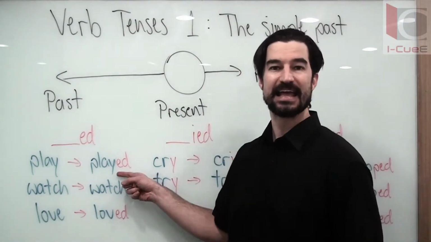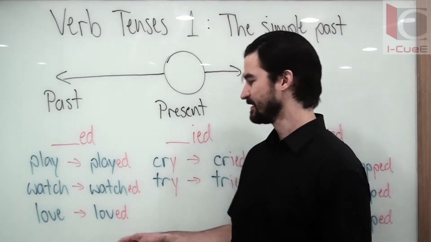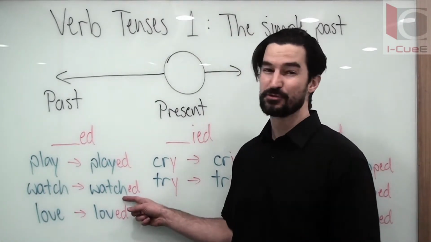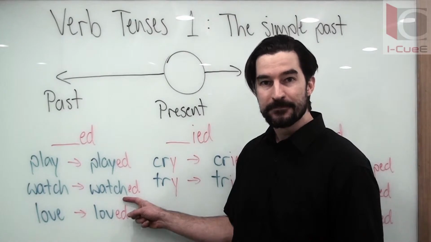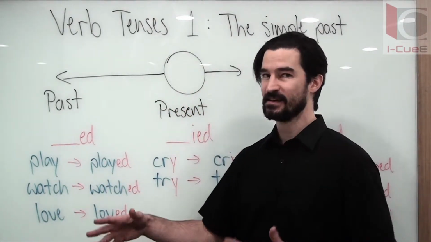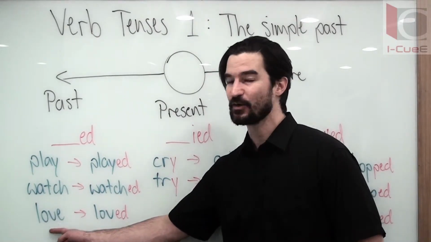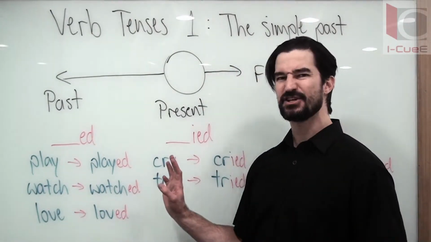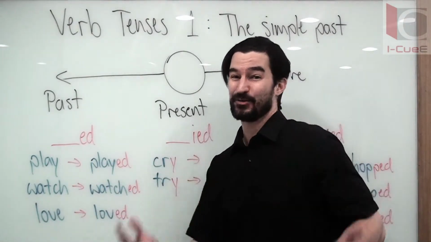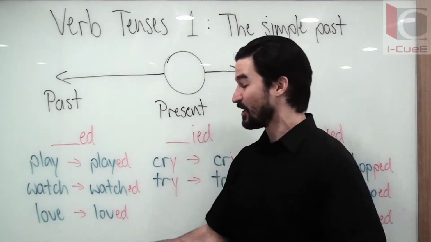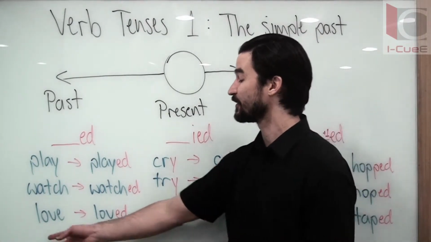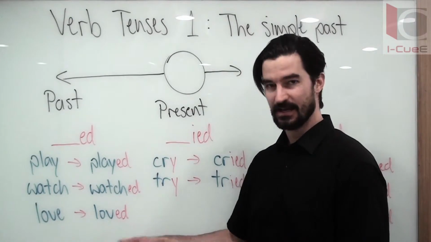Usually, it's played, loved, cried, tried, but then we have some tricky ones like watched. So, pay attention to that. Otherwise, if the word ends in E, some teachers will tell you to drop the E and then add ed. I don't think that's necessarily that important as long as you know that it ends in ed, okay, if it's a regular verb. So love becomes loved.